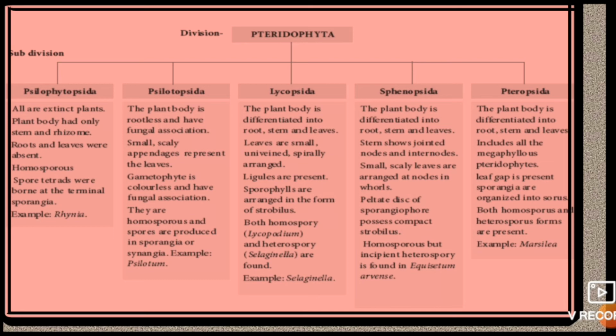Pteropsida. The plant body is differentiated into root, stem and leaves. The leaf gap is present. Both homosporous and heterosporous forms are present. Marsilea is a good example.